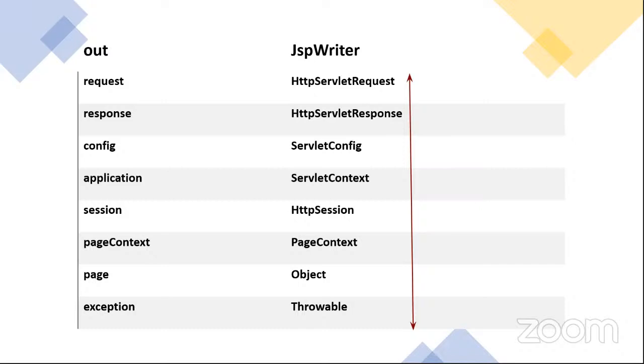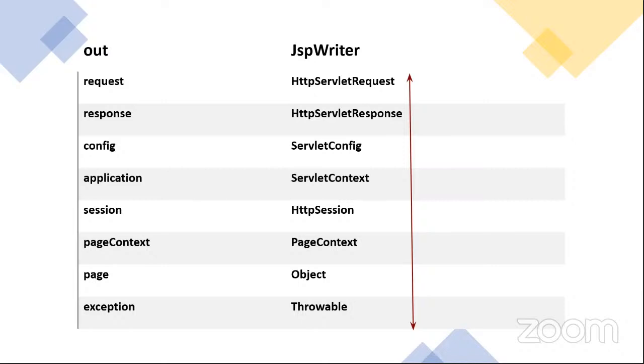So these are all the nine implicit objects. We have 9 implicit objects in JSP, so as a programmer you don't need to create objects. You can simply call those objects and concentrate on what you want to do. Hope it is clear.